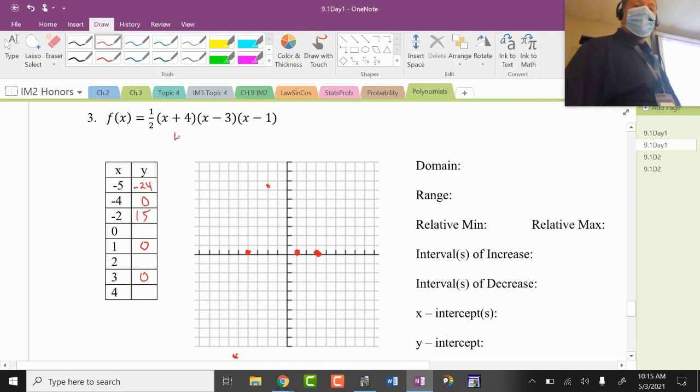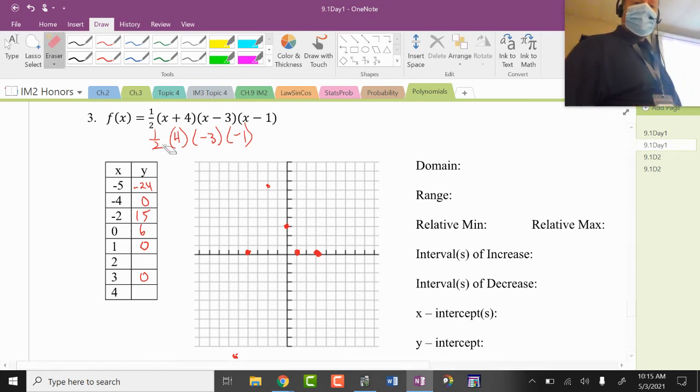0 plus 4 is 4. 0 minus 3 is -3. 0 minus 1 is -1. And then I take half of that. That's -12. Half of 12 is 6. 2, 4, 6. So there's the y-intercept. So that was 6 there.